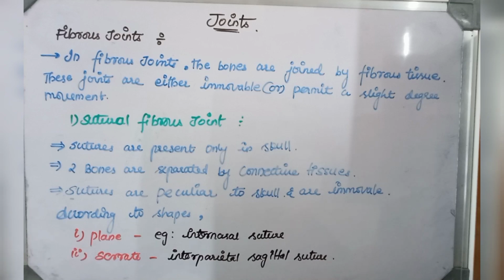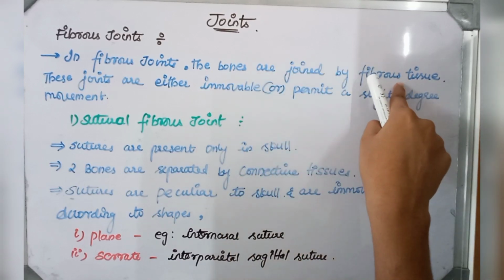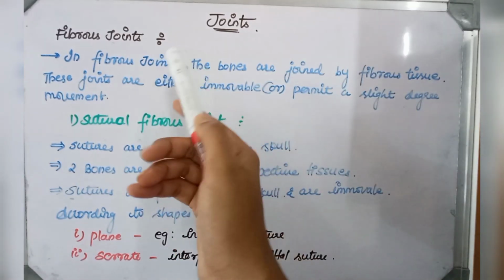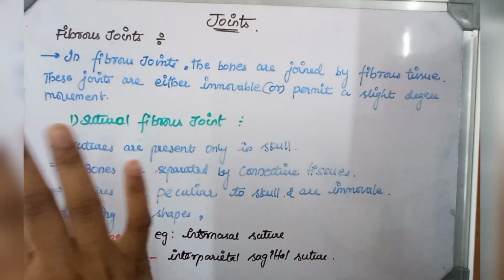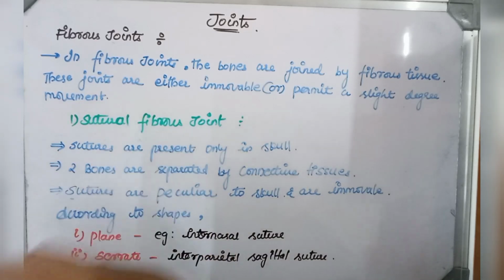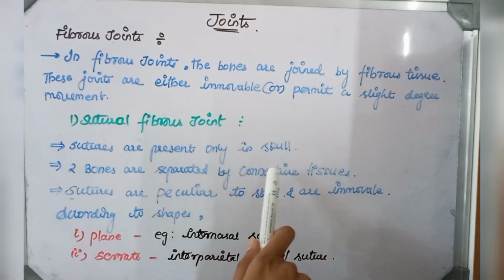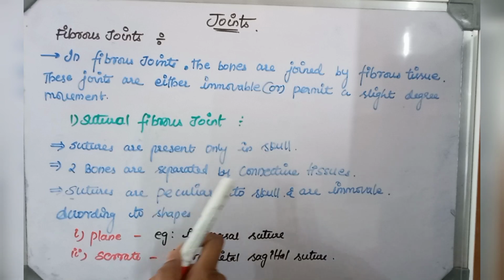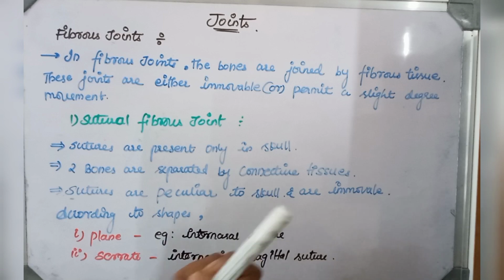So the fibrous joints are actually the joints which are formed between the bones by fibrous tissues. So these joints are either immovable or permit a slight degree of movement. So the fibrous joints, we know, are of three types: the sutural fibrous joints, syndesmosis, and gomphosis types. So the sutural fibrous joints are present only in the skull. Two bones are separated by connective tissues, and sutures are peculiar to the skull and are immovable.